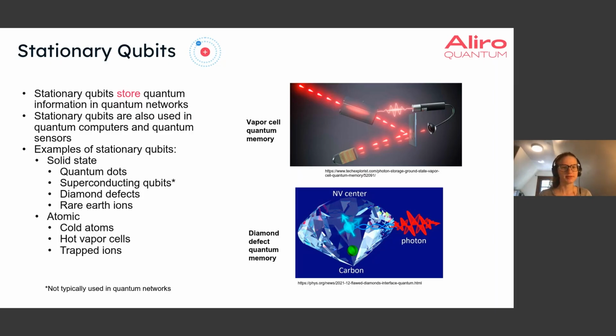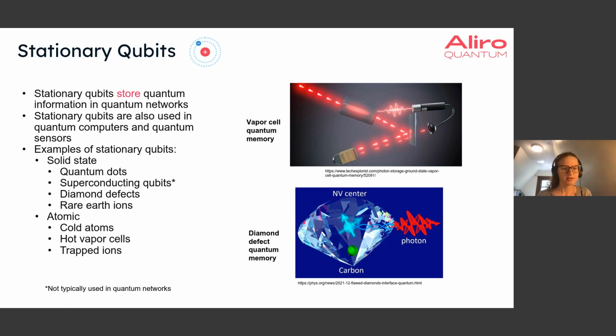Moving on to stationary qubits. Stationary qubits, again, store quantum information in quantum networks. So they don't travel, but rather store the quantum information. They're also used for error correction and entanglement purification as well. Stationary qubits are also used in quantum computers and quantum sensors.